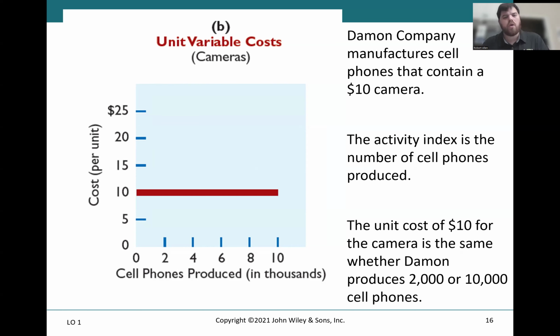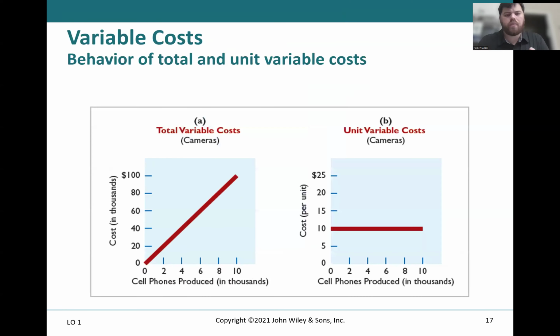And there we have it. So unit variable cost is fixed per unit, but total variable costs vary in total. Okay, very good. So here are the two graphs side by side.